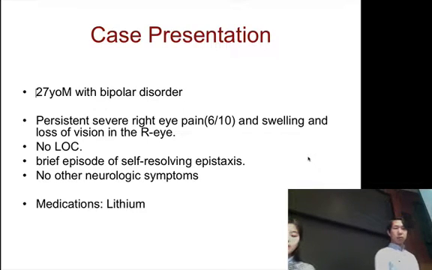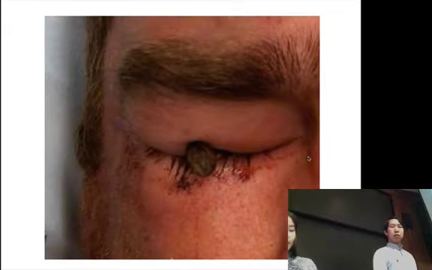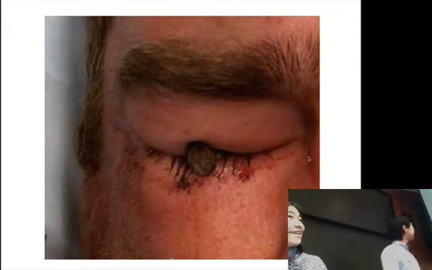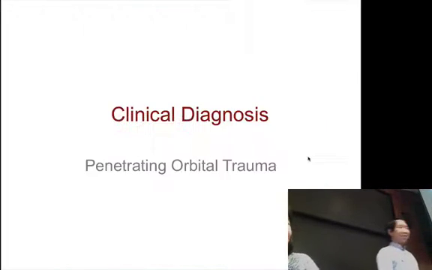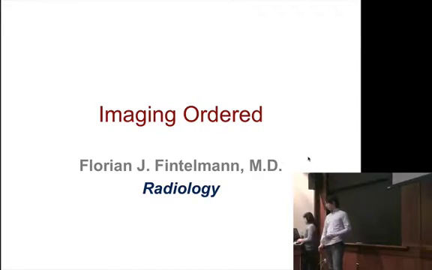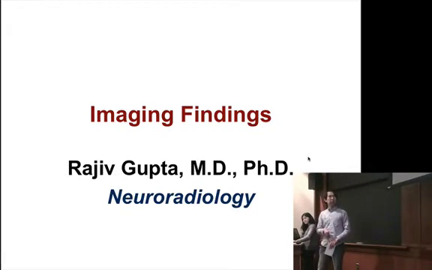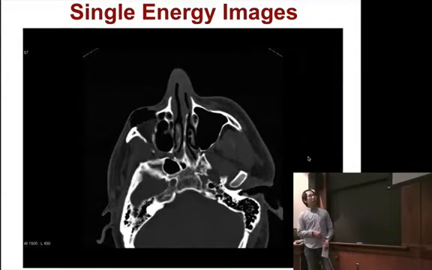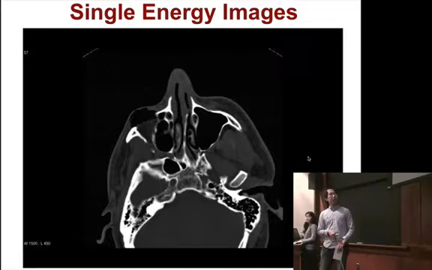posteriorly and medially. To determine how deep the nail was in the eye and through the skull, they ordered radiology. And here's the picture of the guy. The clinical diagnosis is penetrating orbital trauma. The imaging was ordered because the nail is a metal foreign body, which proved to be a challenge for the CT image.